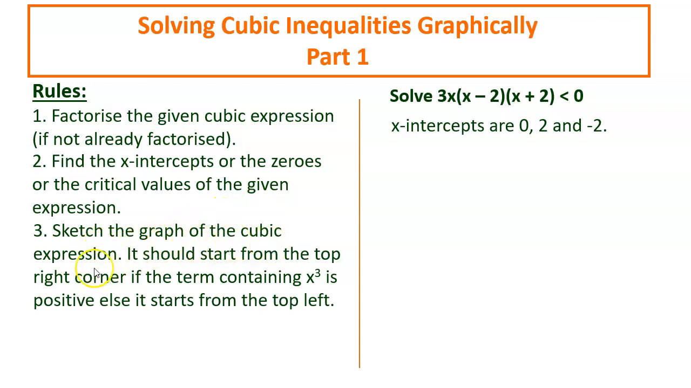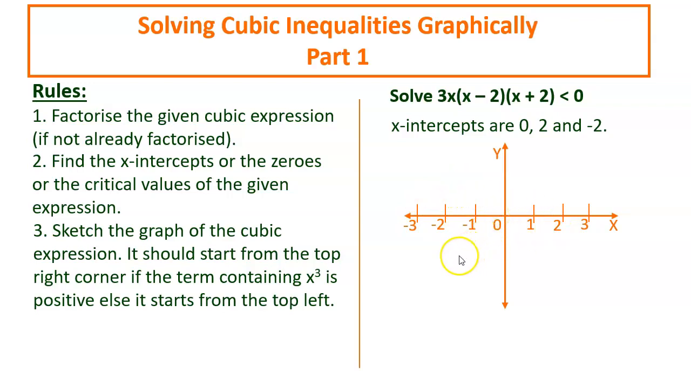Sketch the graph of the cubic expression. It should start from the top right corner if the term containing x to the power of 3 is positive, else it starts from the top left. Now, we know the shape of a quadratic expression. It is a parabola, the shape of the English alphabet U, more or less. But what is the shape of a cubic expression? Let us see what is the shape of a cubic expression.